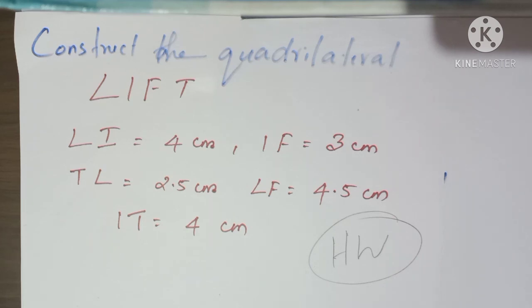First thing, you'll draw the rough figure. Next you will construct the quadrilateral. Then third step, you will write the steps. You can write the steps in your own words. Okay children. The third method we will be seeing in the next session.